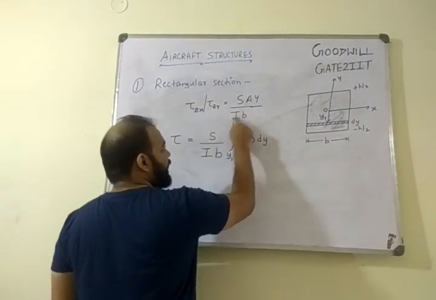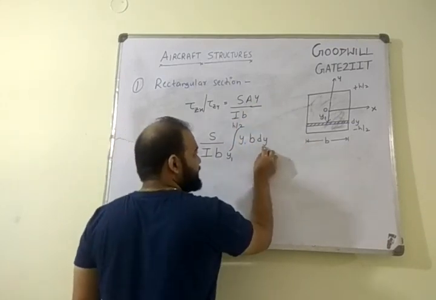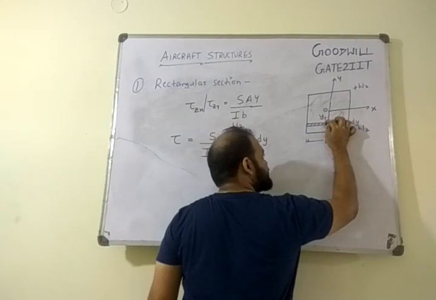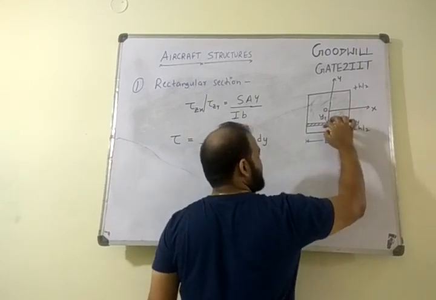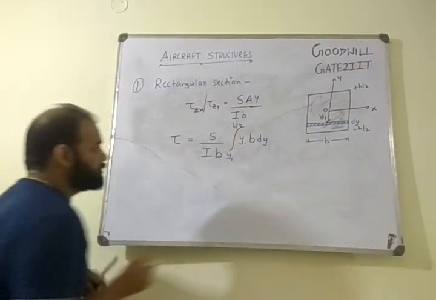S copy pasted, I B copy pasted, Y copy pasted, and area is represented as B into dy from this strip, and I'm moving this strip from this point till the end. We will see why we are moving from this point to this end. That we'll just going to see in a bit.